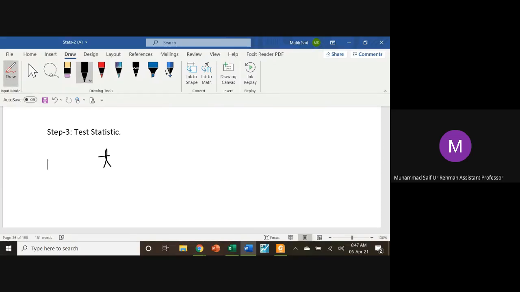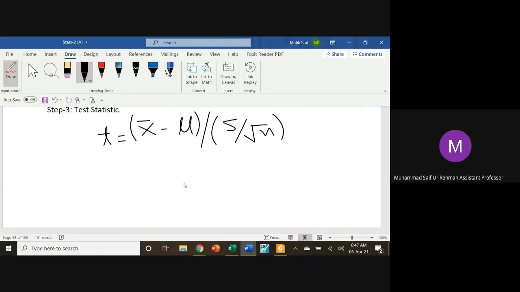T equals x bar minus mu divided by s divided by square root n. This is the formula. So you will leave this step on this point, and then you will write down step 4. What is step 4? Step 4 is decision rule.